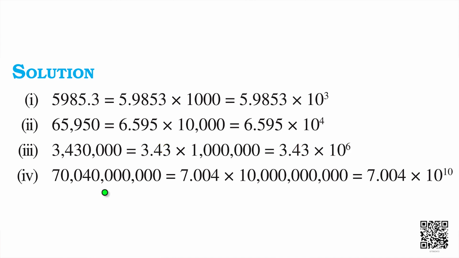Then students, we will see the fourth one, which is a very big number, that is 70040000000. Now students, see how easily we can write this number by using exponents. We can write it as 7.004 multiplied by 10 followed by zeros, or we can also write it as 7.004 multiplied by 10 to the power 10. Now by using exponents, we can easily compare big numbers, and we can also easily judge which number is big and which number is small.